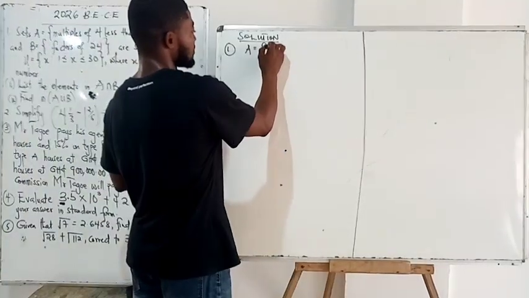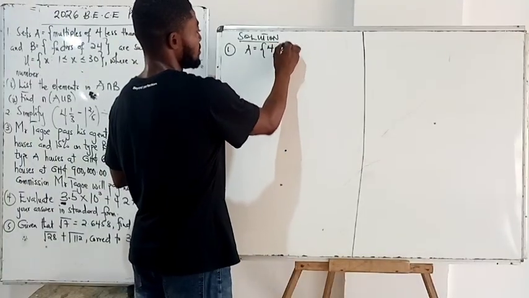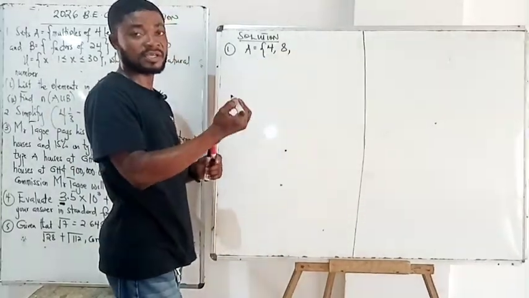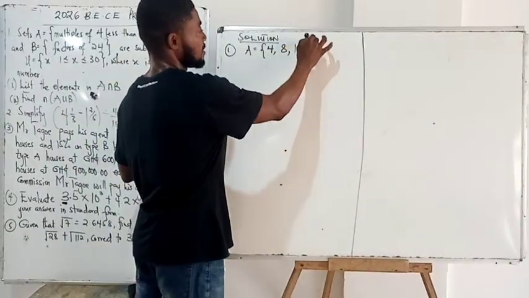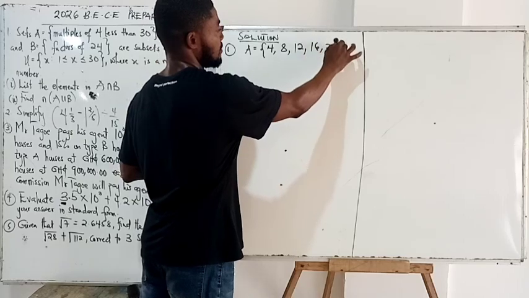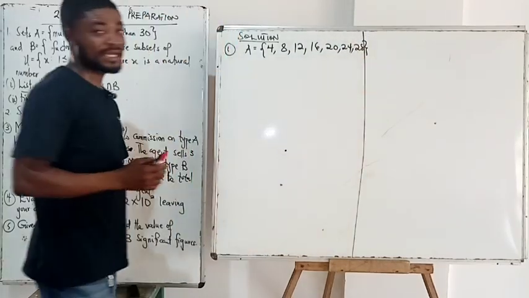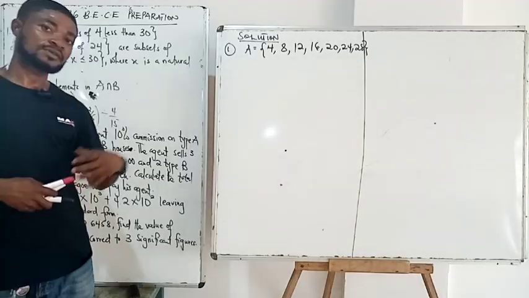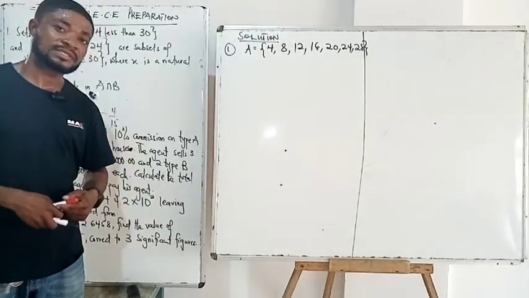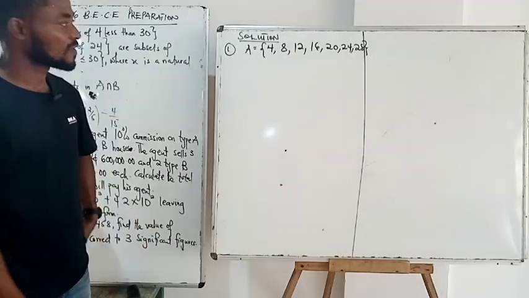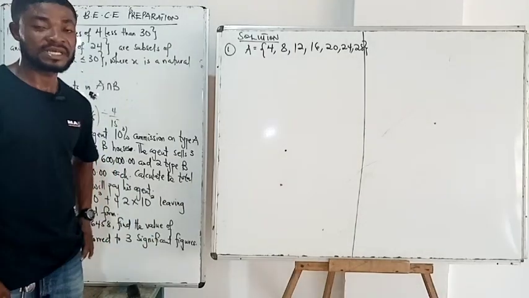So I have 4. From 4 I go to 8. 4 times 3 will give me 12. So I end at 28 because if I want to continue, it will be more than 30, which is 32. So I end at 28. So I have 4, 8, 12, 16, 20, 24, and 28.